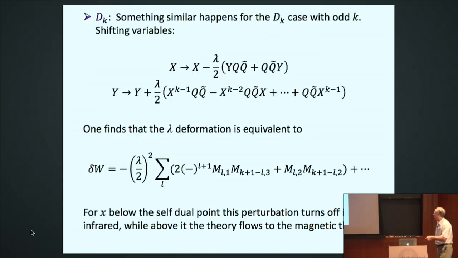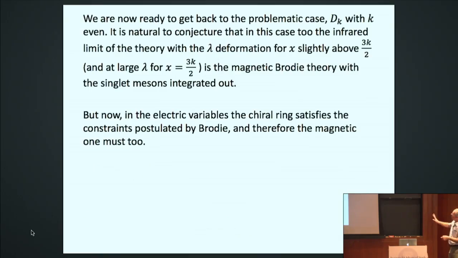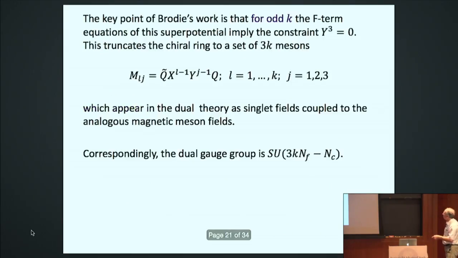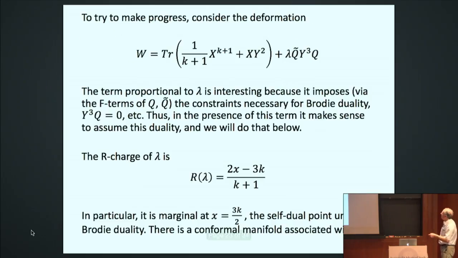If you're below the self-dual point, the perturbation turns off in the infrared. And if you're above the self-dual point, the theory just flows to the magnetic theory with no magnetic mesons and superpotential. So these are all cases that are understood because of the existence of these dualities. And so now we can go back to the reason we started this whole game. So the question is now, if we take the theory that we do not understand, the decay theory with even k, and we turn on this coupling, what physics is associated with it?